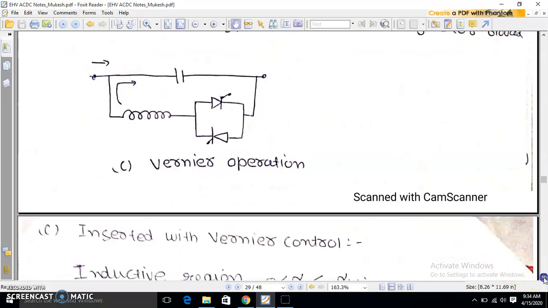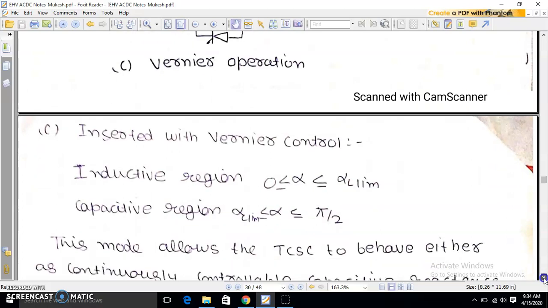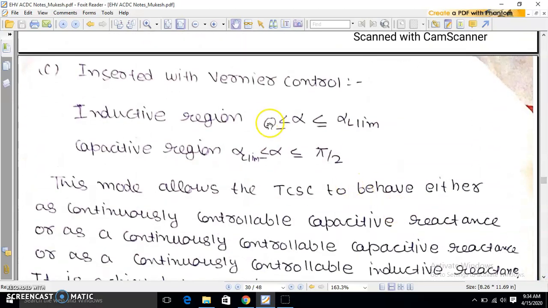Moving on to the vernier operation mode. Inserted with vernier control. Here the inductive region is for 0 to alpha limit, that is alpha should be within 0 to alpha L limit. The capacitive region will be alpha L limit to pi/2, that is alpha should be in this range.